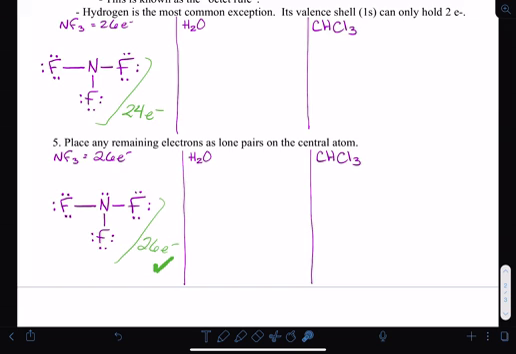So let's go back and go through the same process for water. If you feel ready to try it on your own, feel free to pause here and do that before we move on.